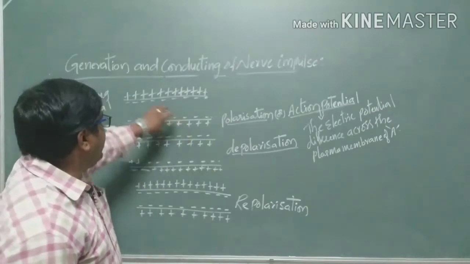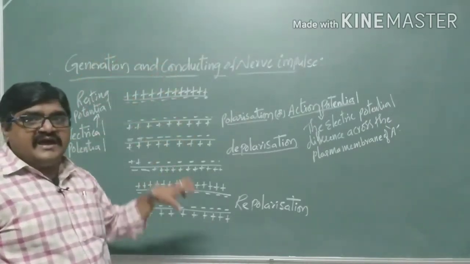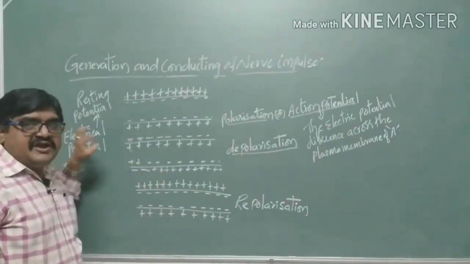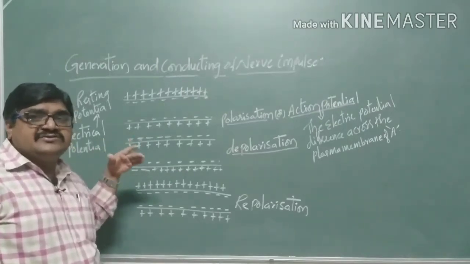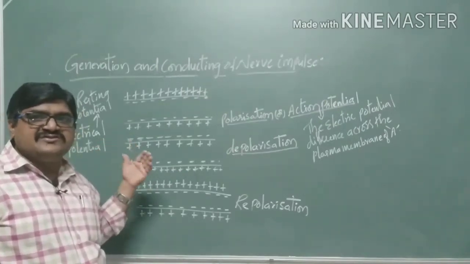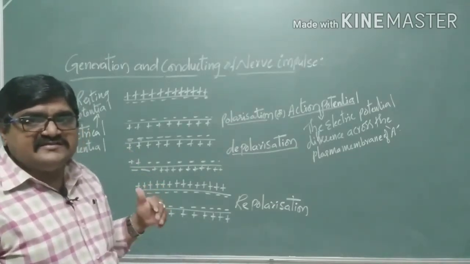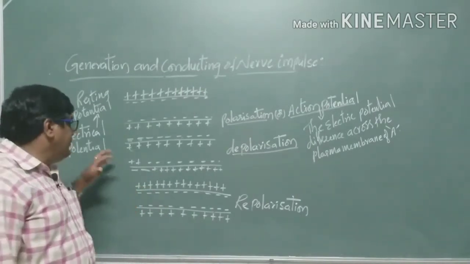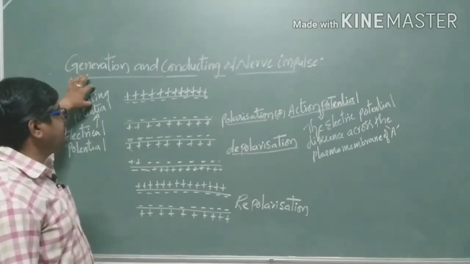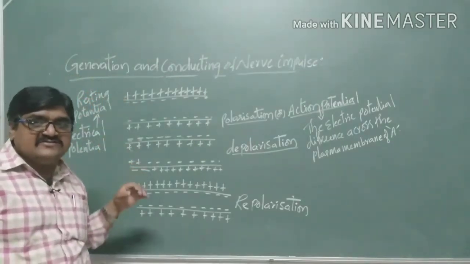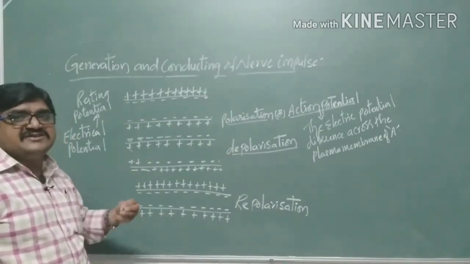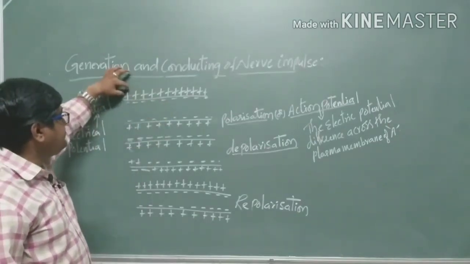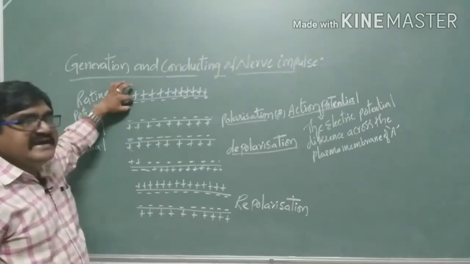So these are the various conditions that take place in the generation and conduction of a nerve impulse. Firstly it is in the form of electric potential, where positively charged ions are present outside and negatively charged ions are present inside. This difference is called an electrical potential. When the electric potential is present, it shows resting. Resting means the nerves are not excited, the nerves are in rest condition. So at rest, across the plasma membrane, the axonal membrane, positively charged ions are present outside and negatively charged ions are present inside.